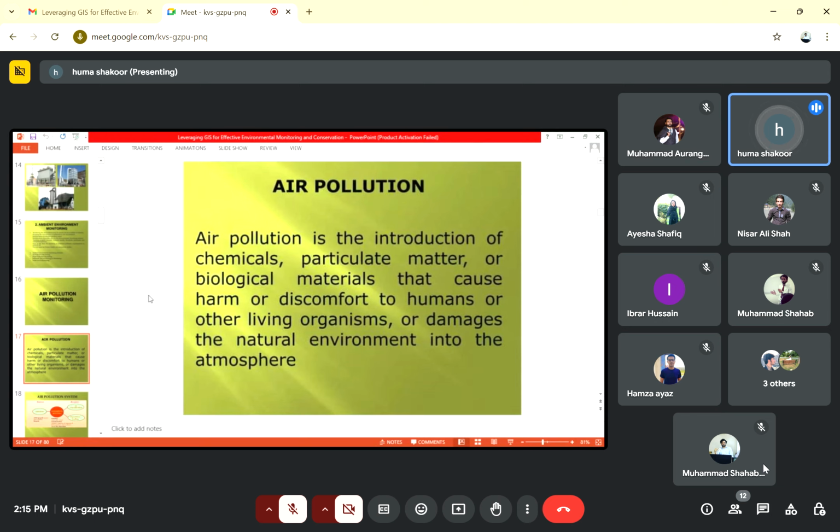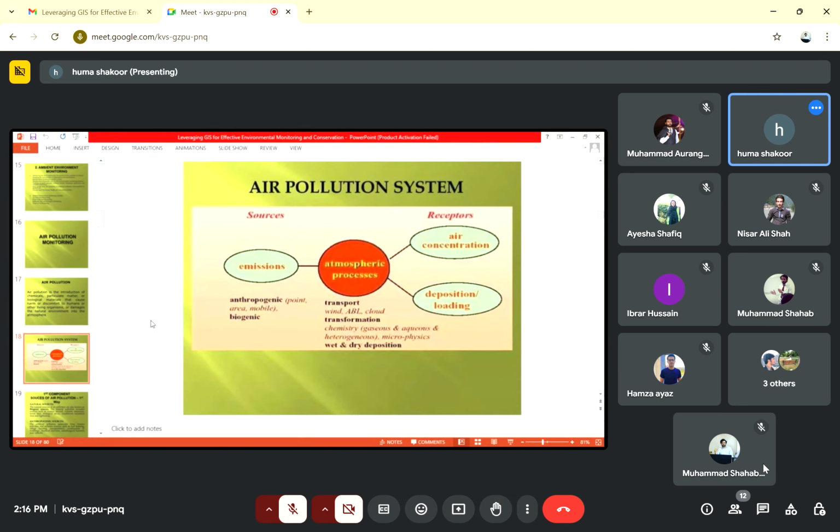Air pollution is the introduction of chemicals, particulate matter, or biological materials that cause harm or discomfort to humans or other living organisms, or damage the natural environment, into the atmosphere. So if any contaminant exceeding the permissible exposure limit of the gases is present in the air, that air is called polluted air, and that air deteriorates your environment and damages your atmosphere. In air pollution, the pollutant is emitted from the source, goes to the atmosphere, the air concentration is changed or deteriorated, and deposition occurs, so it degrades and damages your environment and atmosphere.